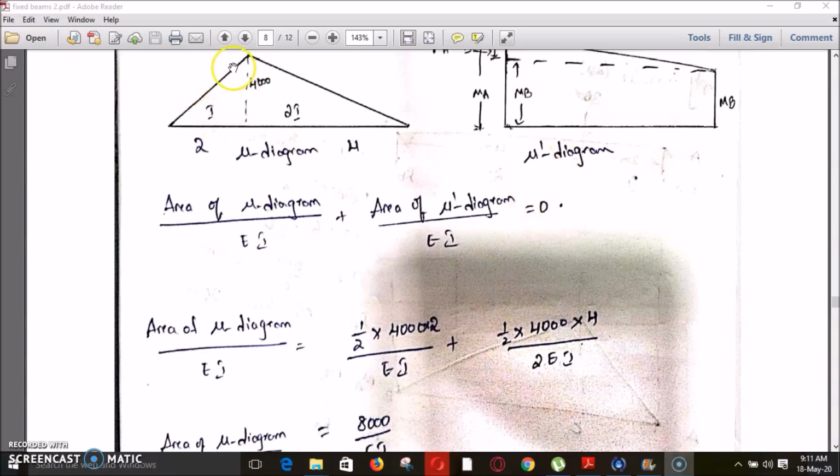So here, for the area of the mu diagram, I divided this bending moment diagram into two sections. One section of flexural rigidity I and a second section of flexural rigidity 2I. So here the area is half base, which is 2, into the height 4000, divided by EI. Coming to this section, the area is half into 4 into 4000 divided by E into 2I, that is 2EI. So this is my area of the mu diagram.